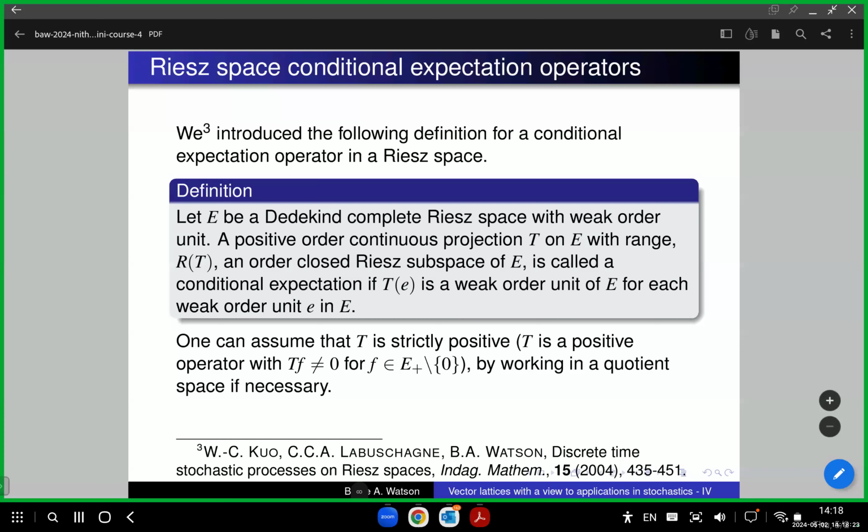So we can refine this a little bit more. And since we're dealing with positive maps, we are going to define a map to be strictly positive if it's not only positive, but the only object from the positive cone that it maps to 0 is 0. And we call that strictly positive.